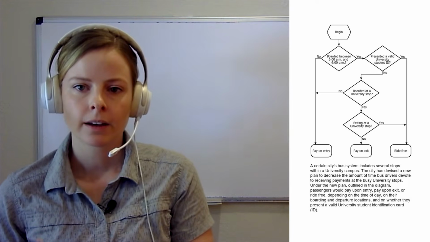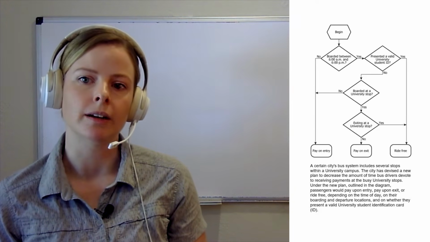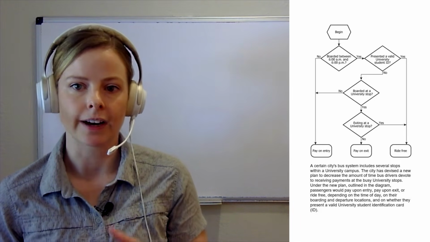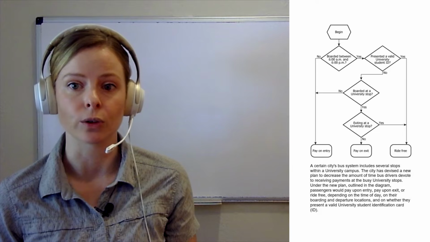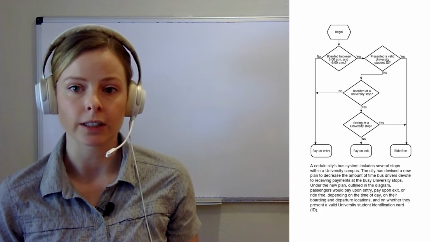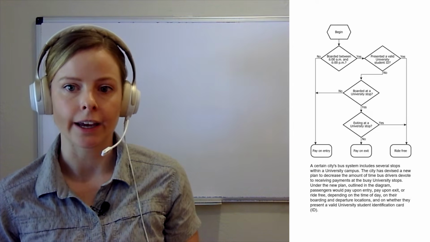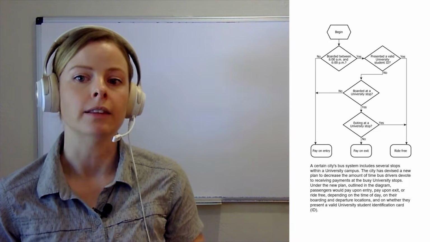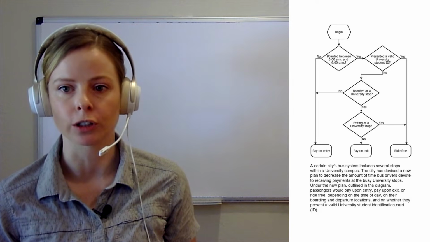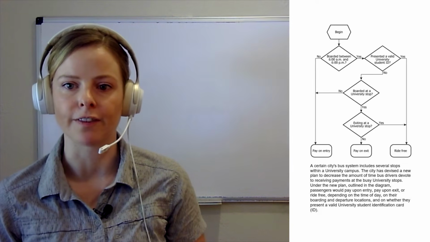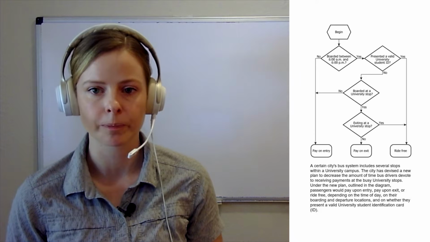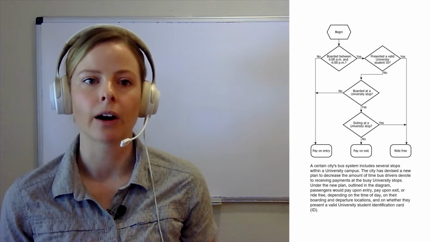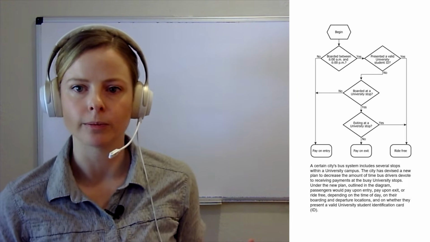The description says, a certain city's bus system includes several stops within a university campus. The city has devised a new plan to decrease the amount of time bus drivers devote to receiving payments at the busy university stops. Under the new plan outlined in the diagram, passengers would pay on entry, pay on exit, or ride free depending on the time of day, on their boarding and departure locations, and on whether they present a valid university student identification card. So what I'm getting out of this is just a nice rundown of what all is located in that chart.